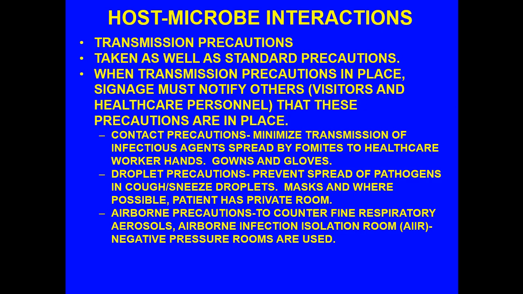Airborne precautions to counter the fine respiratory aerosols. You may have things like HEPA filters. You may have an airborne infection isolation room, AIIR. This is where you see what are called negative pressure rooms. Now, what negative pressure rooms are is literally the air set up so that it stays in the room, goes through a venting system, but it doesn't release air back into the room. Actually, if you open the door and you put a feather or something nearby the edge of the door, you'll see that the feather is pulled into the room, not leaving the room.